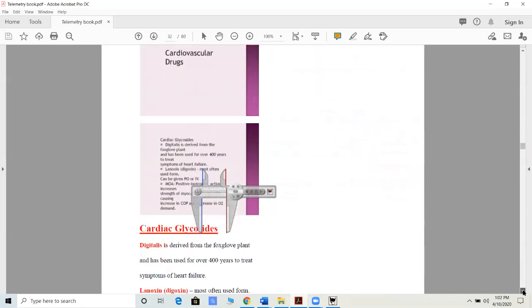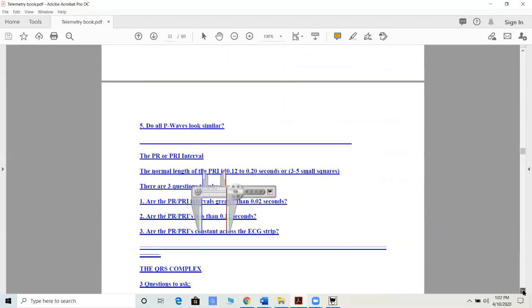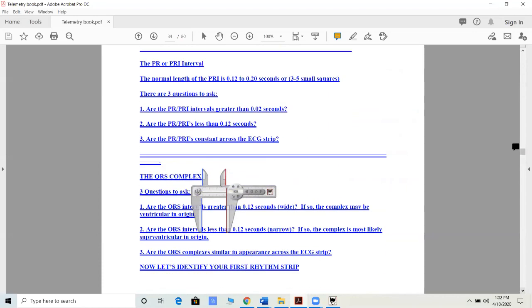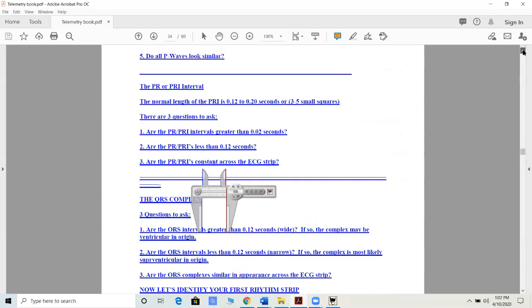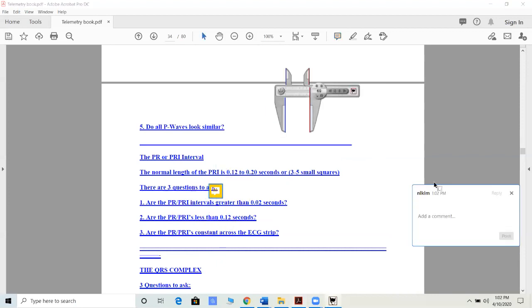All right, now that you guys are experts in reading a normal sinus rhythm, I would ask all of you that have the, let me just move our calipers out of the way here. You guys can still see my calipers, right?